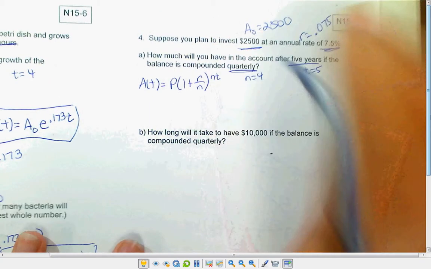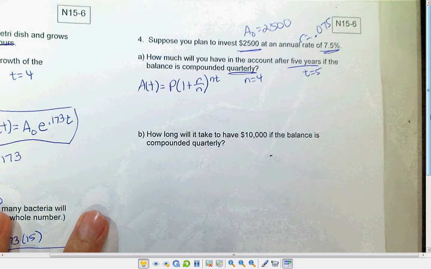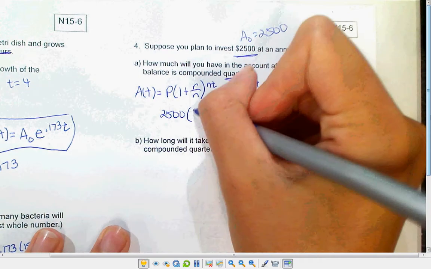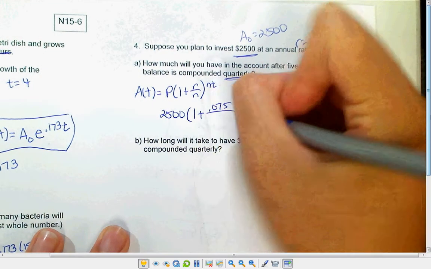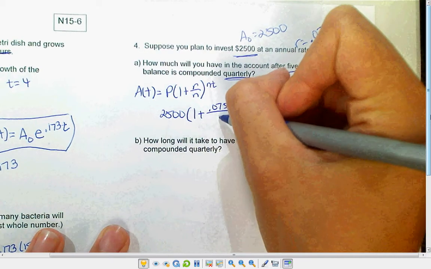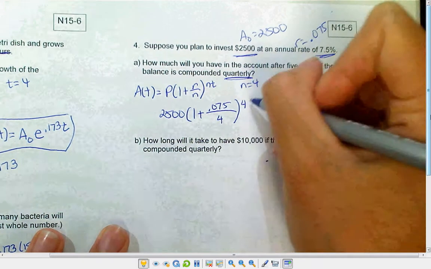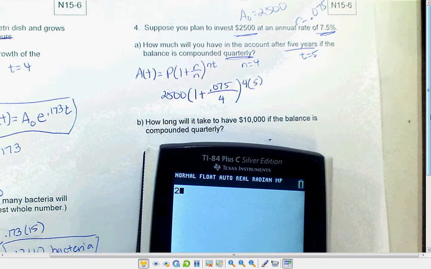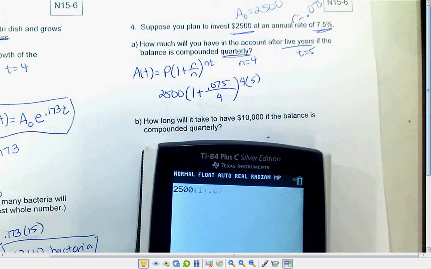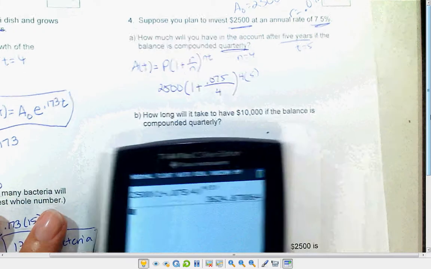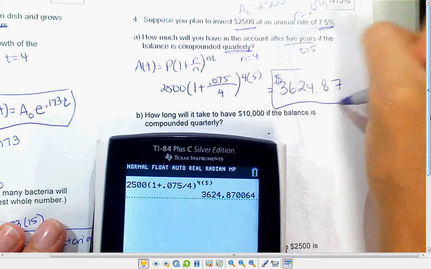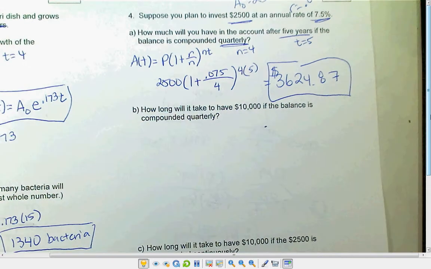So I'm going to be using my equation for compound interest, which is this one right here. I actually already have most of the information I need to solve this one, right? So my initial, or my principal here, is 2,500. I have 1 plus, my rate is 0.075. My n, number of times it's compounded, is 4. To the power of 4 times my time is 5. So this is just going to go straight into my calculator. And it gives us 3624.87. Since this is asking us how much money, it's in dollars, so we can round to 2 decimal points.